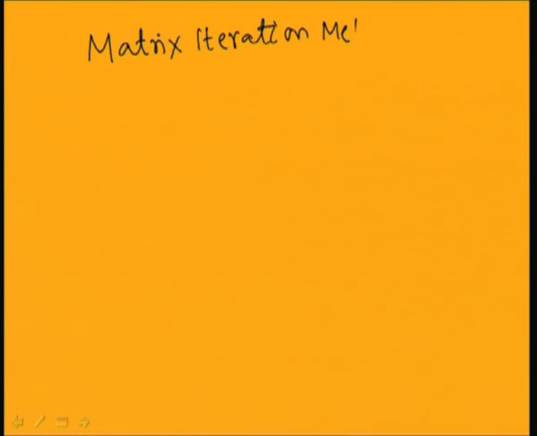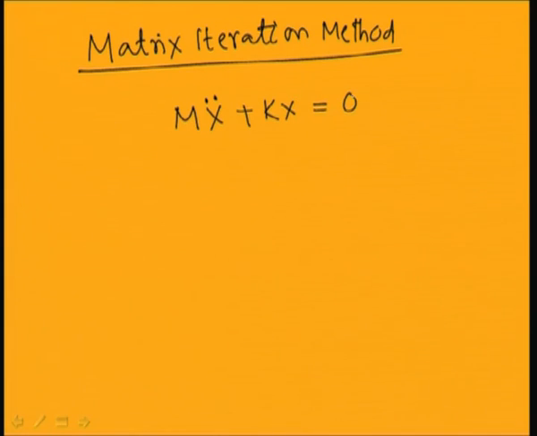Matrix iteration method is used for multi degrees of freedom systems. Let us consider a multi degree of freedom system with n degrees of freedom. In that case, you can write the equation of motion of the system in this form: m x double dot plus k x equal to 0.